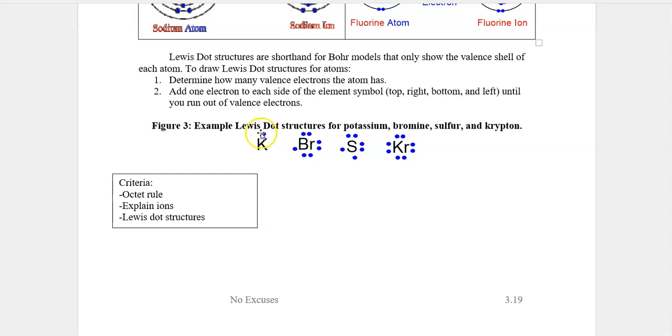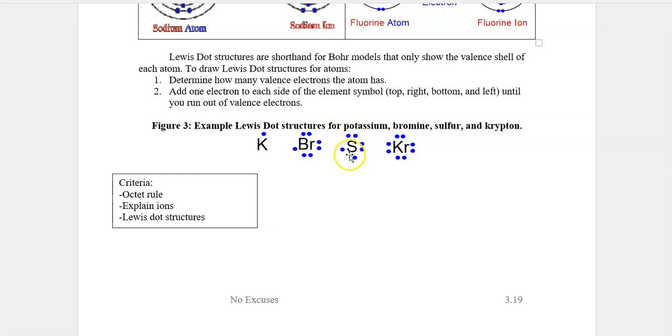Potassium only has 1, so you just add 1 at the top. Bromine has 7, so you go 1, 2, 3, 4, and then you start pairing up: 5, 6, 7. Sulfur has 6, so 1, 2, 3, 4, and then pair up: 5, 6. And then krypton has 8, so everything's full.